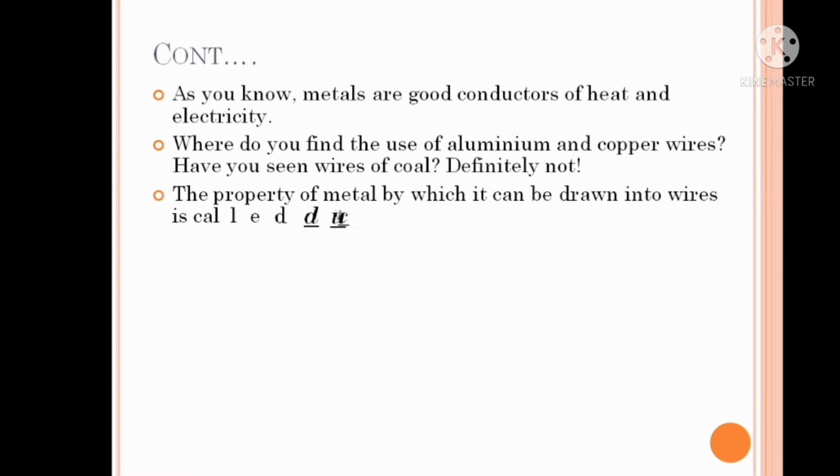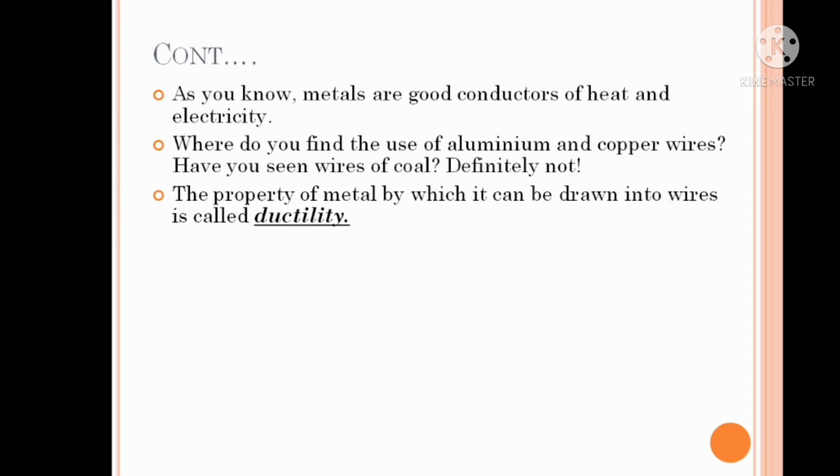So the property of metal by which it can be drawn into wires is called ductility. So what is called ductility? The property of metal which can be drawn into wires. That means any material that can be converted into wire, just like a metal, has ductility. That differs from material to material.